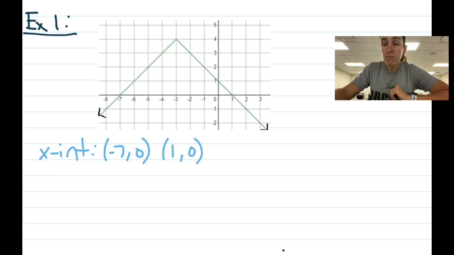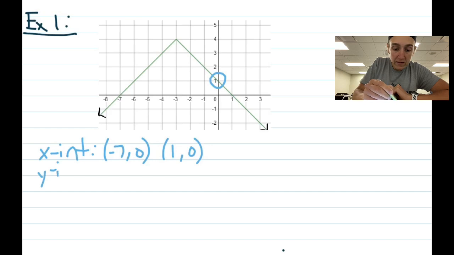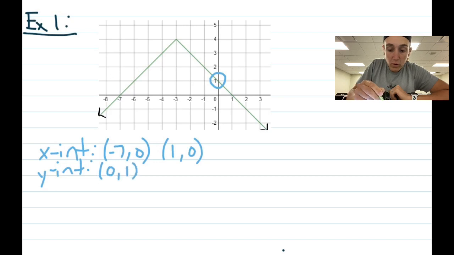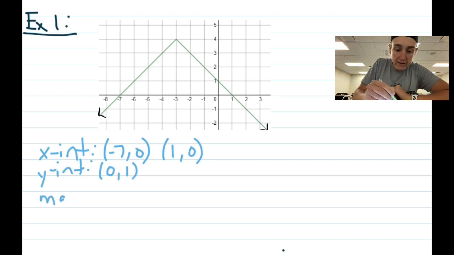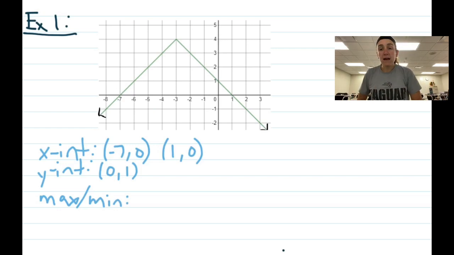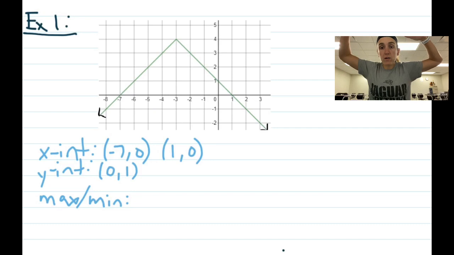Okay, y-intercepts. This graph does have one. If I look where it crosses the y-axis, it's right here. The y-intercept, where it crosses the y-axis, well, that's up at 1. So that coordinate is 0, 1. Okay, 0, 1 is the y-intercept. Maximum or minimum. I'm looking for max or min. This graph does have a highest point. If we look at the top, the graph does have a certain point that it doesn't go above anymore.